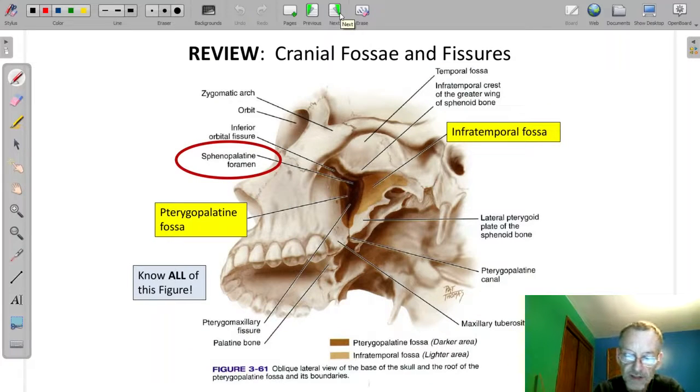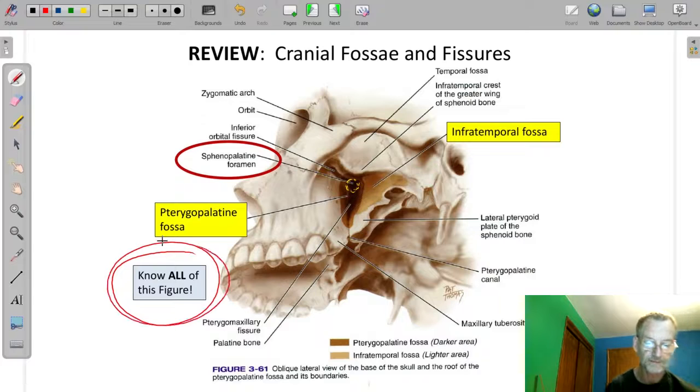Reviewing the cranial fossa and fissures, we've already pretty much talked about this. I mentioned the sphenopalatine foramen again. I think we can pretty much move on from this slide. There's not a lot of new material here. On the box now, I alerted you to know all of this figure. We've pretty much gone through it now. Next slide.